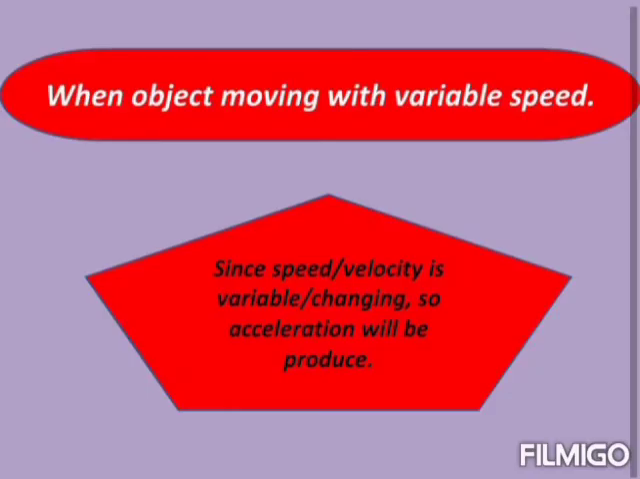So when an object is moving with variable speed, there is a change in speed or change in velocity, so acceleration will be produced. As you know, acceleration means the rate of change of velocity in unit time. And if there is no change in velocity or no change in speed, acceleration will be 0. So we can say that when an object is moving with variable speed, acceleration is produced.